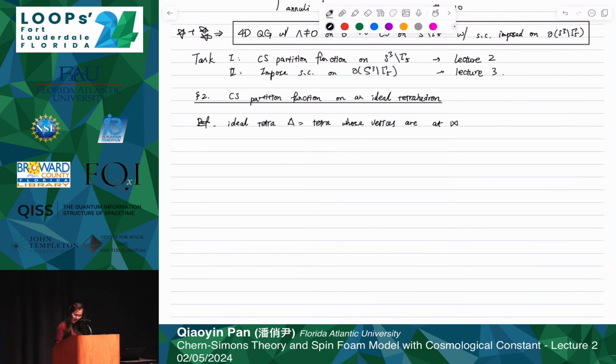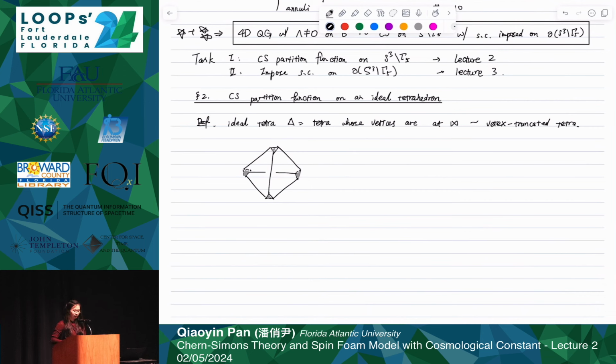So at the beginning, I have a tetrahedron like this. To represent that the vertices are at infinity, I would just truncate them. So I will get something like this. It becomes a triangle. This is a triangle, and these are the truncated vertices. So you can just understand the ideal tetrahedron as a vertex-truncated tetrahedron.